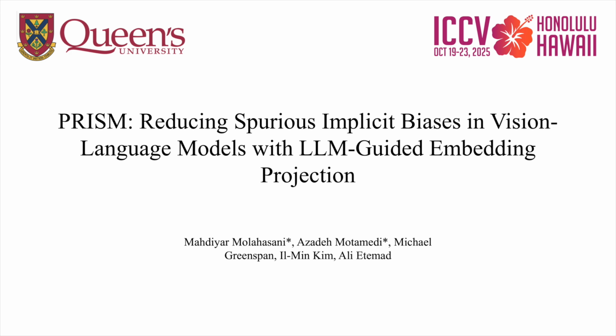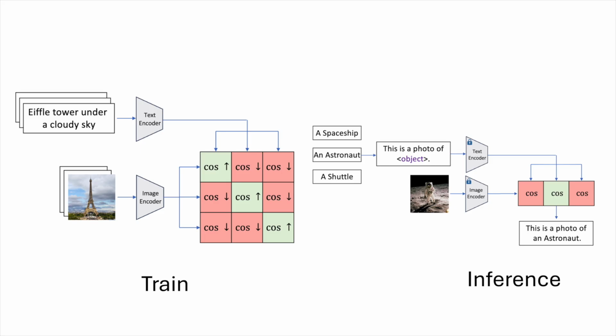Hi everyone. In this short video, I'll introduce Prism, a simple data-free task-agnostic method to reduce spurious biases in vision language models like CLIP while maintaining overall accuracy. Vision language models align images and text in a shared space and work great for zero-shot tasks.